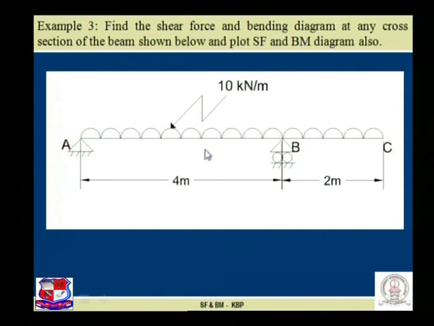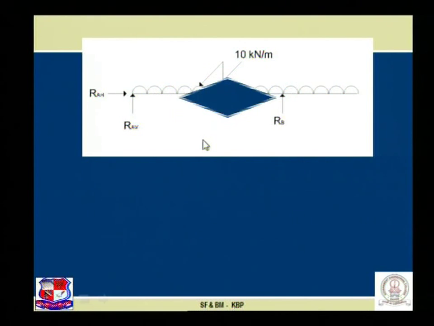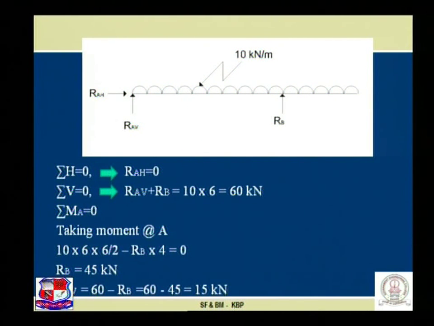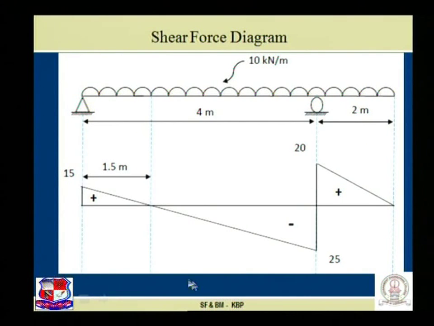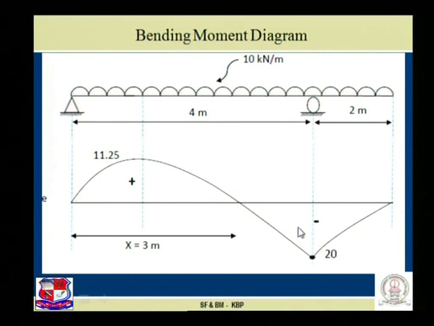I will take this problem once again in the next lecture, but let me give you a brief hint. The reactions that we achieve over here are 45 kN, that is RB, and 15 kN, that is RA. And this is the shear force diagram, this is the bending moment diagram, and this is the point of contraflexure that you have to find out, that you have to solve at your room.